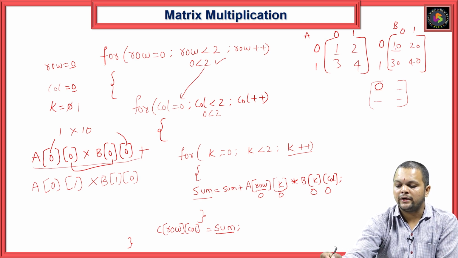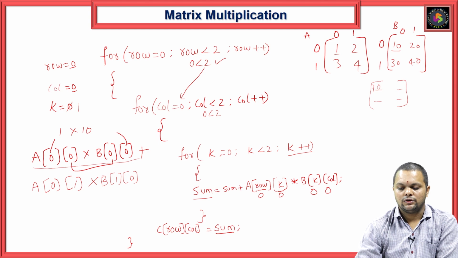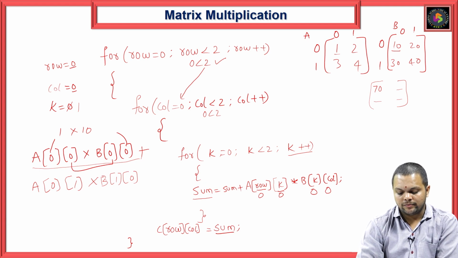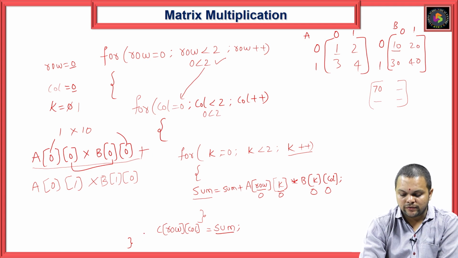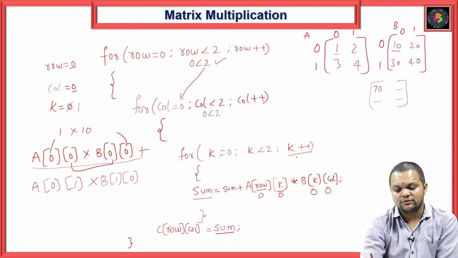So let me say 1 into 10 is 10, 2 into 30 is 60, plus 10, you got the answer as 70. This is C of 0, 0. You got the answer. So we'll go back. Now this inner for loop has completed executing.